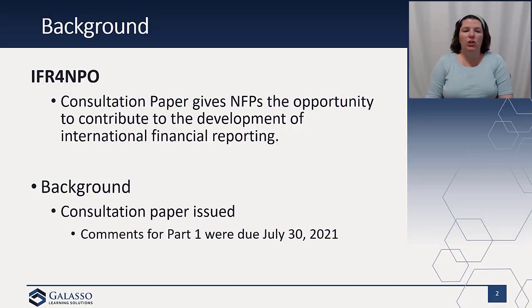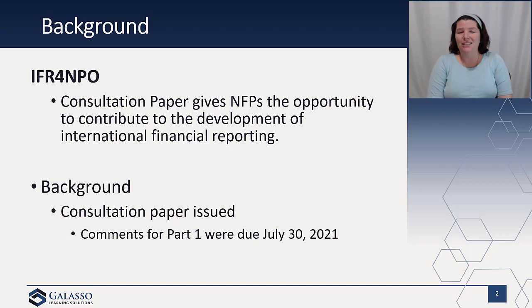So as we've discussed earlier, IFR for NPO is an international project to give not-for-profit organizations around the globe an opportunity to contribute to the development of international financial reporting. Currently, there is not a lot of guidance internationally, which leads to significant diversity in practice. While U.S. GAAP does have Section 958 of the codification, around the globe there is not a lot of consistency. And so we have a large group with very diverse involvement, including Jeff Mechanic from the FASB.